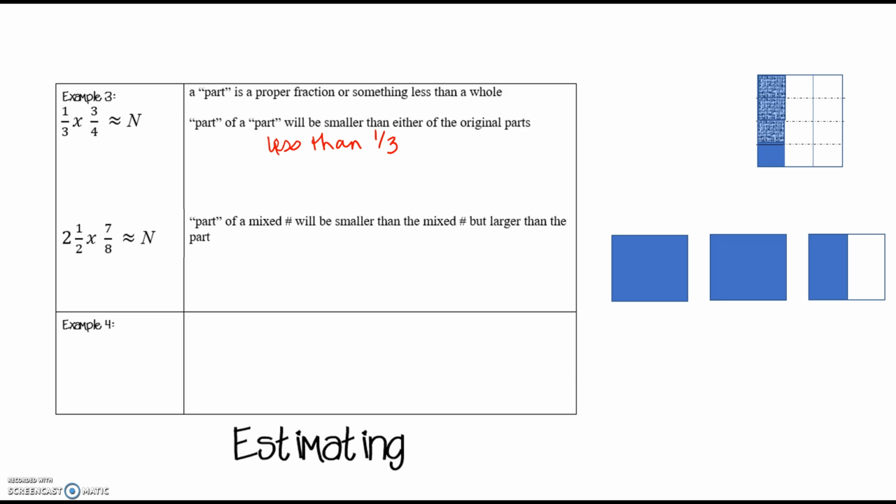So if you look at the brownie pan models here, I'm showing 2.5, and when I take a part of it, I'm dividing that into 8 parts, and I'm shading in 7 of those 8 parts in each of those models. So you can see that the new shading here represents less than the 2.5 that I started with. So my answer here is going to be, if I want to take part of 2.5, because my part is pretty close to 1, I'm going to say my estimate here is a little less than 2.5.